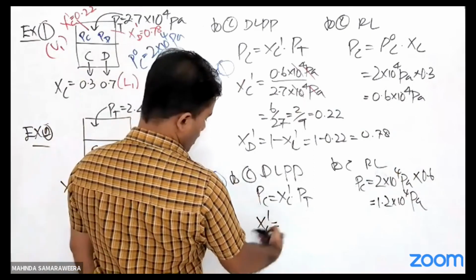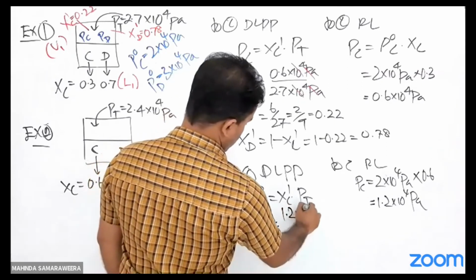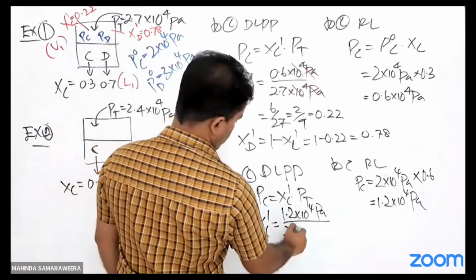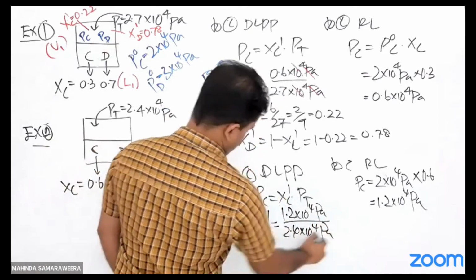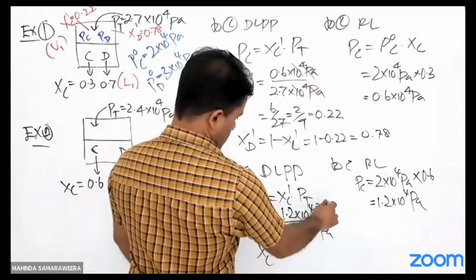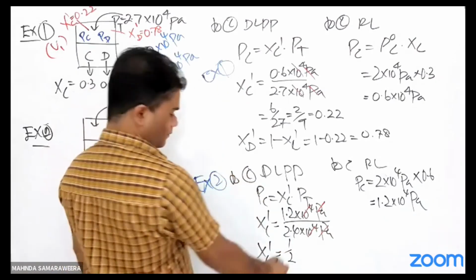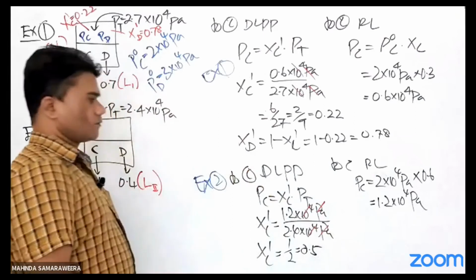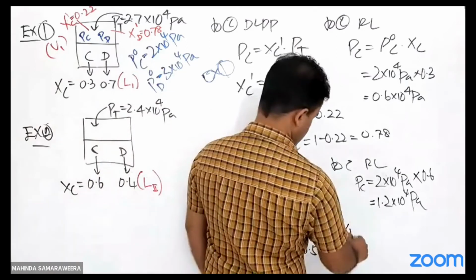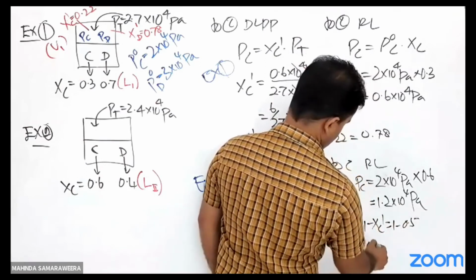So XC dash will be now 1.2 × 10^4 Pascal divided by total pressure. Total pressure in the second system is 2.4 × 10^4 Pascal. So what is XC dash? Pascal cancelled, 10^4 cancel, 1.2 over 2.4, it's half, 0.5. XC dash is 0.5. If XC dash is 0.5, you know XD dash will be 1 minus XC dash, it's 1 minus 0.5. So that will be again 0.5.